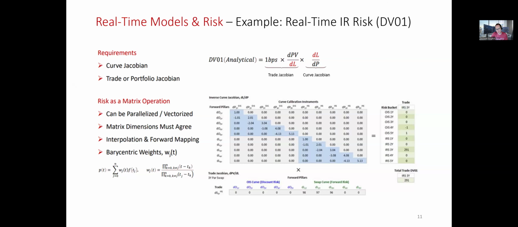It means we use regular interpolation, but instead of returning the interpolation value, we return the interpolation weights. And those weights then tell you what weights to use for every cash flow to map them to the right risk buckets. So you take all the risk cash flows of your trade Jacobian, and you map them into the risk buckets of your curve Jacobian using the weights that come from your barycentric interpolation. We'll talk more about that later.